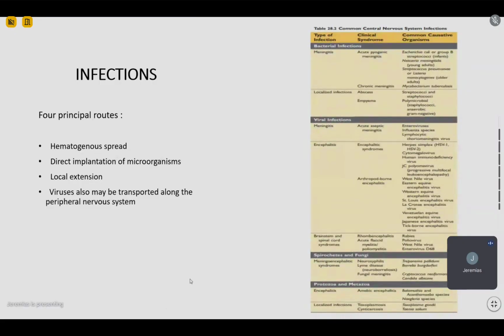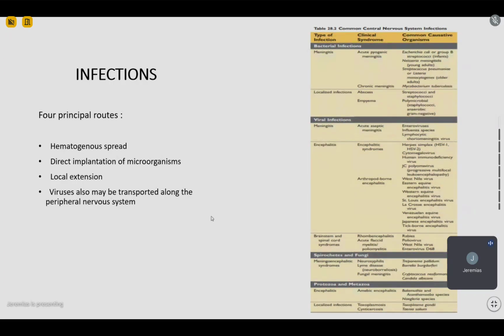Alright, infections. So infection may damage the nervous system directly through the injury of neurons or glia by the infectious agent, or indirectly by the toxins produced by the microbes. So these toxins have destructive effects of inflammatory response or as a result of immune-mediated mechanism.